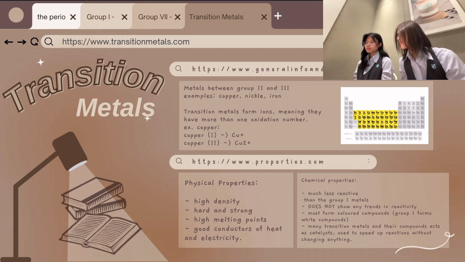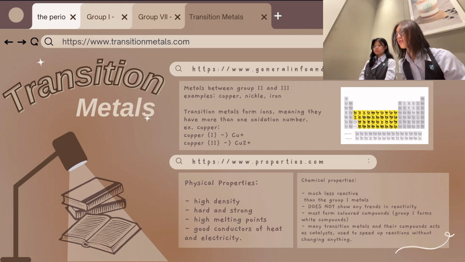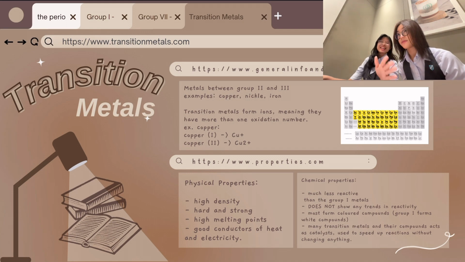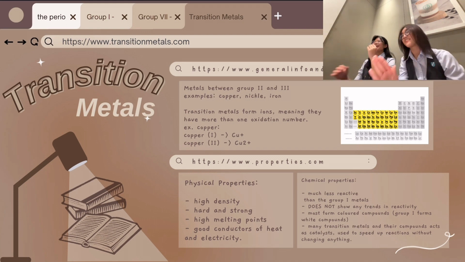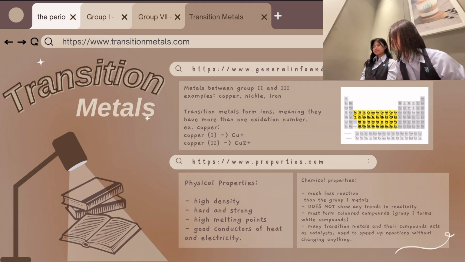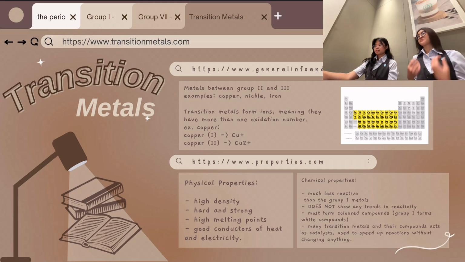And after that, there are the chemical properties. They're much less reactive than the group 1 alkali metals. They do not show any trends in reactivity, and they mostly form colored compounds, unlike group 1, which forms white compounds. Many transition metals and their compounds act as catalysts, used to speed up reactions without changing themselves.